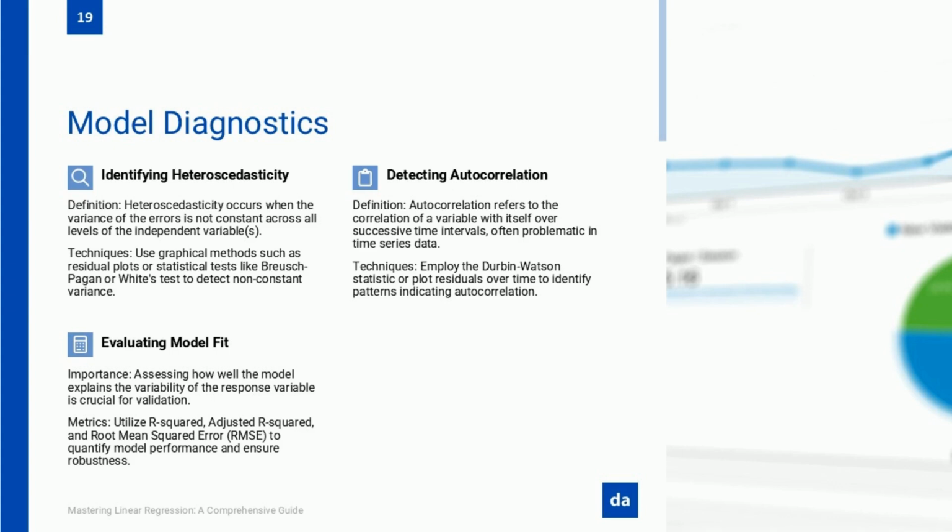But what if our model isn't quite good enough yet? How do we take it from decent to highly accurate? That's where improving model accuracy comes in, and that's exactly what we're going to explore next.